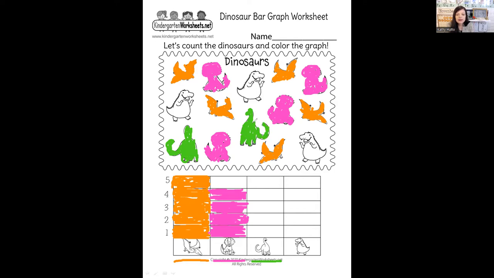Okay, so how many green dinosaurs? One, two. So let's color in two spaces on our bar graph. One, two. Okay, now we're going to look for the T-Rex dinosaur. Here's one right here.